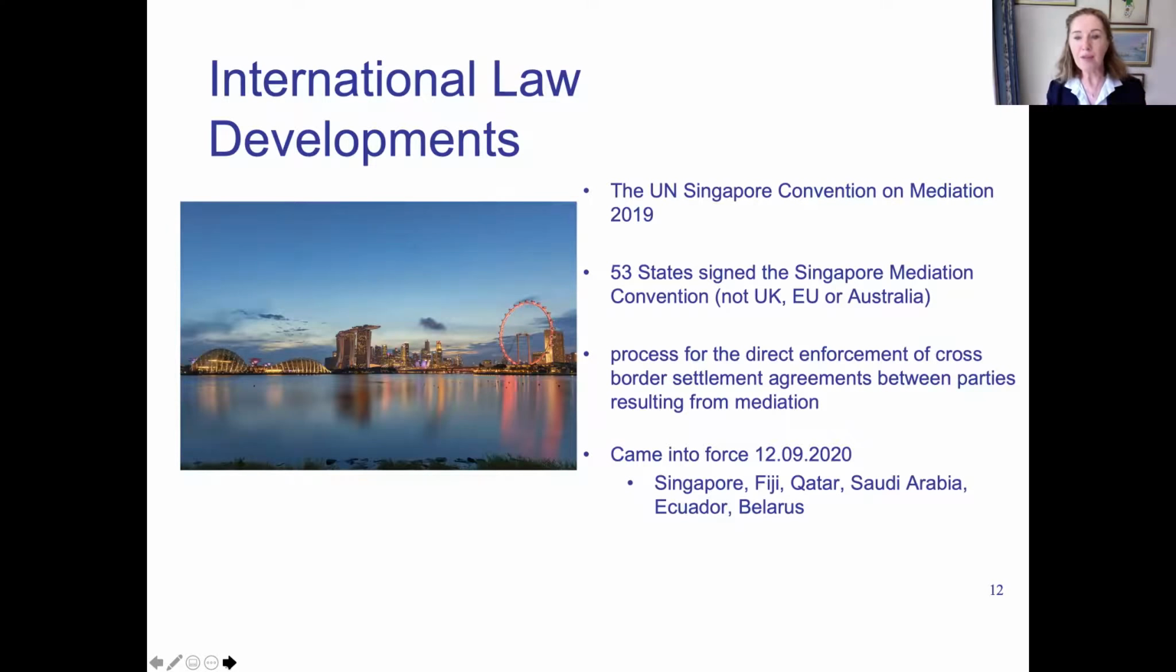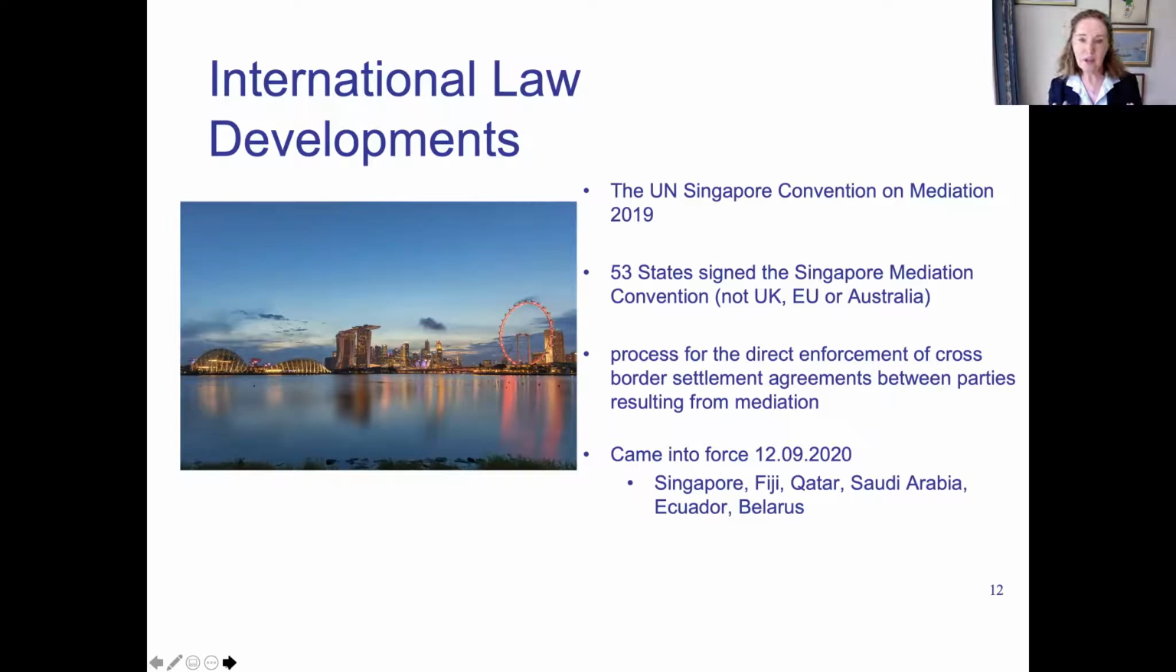Now, you may be aware that a convention actually only comes into force when it's ratified. And this happened in September last year, when Singapore, Fiji, Qatar, Saudi Arabia, Ecuador and Belarus ratified the convention. But I expect you can see from that list that there are a number of large and important trading countries which have not yet signed up to the convention. But I would say that doesn't mean we should ignore it. Let's hope more countries will sign up.